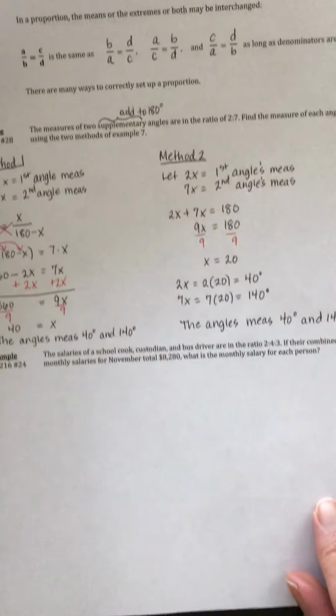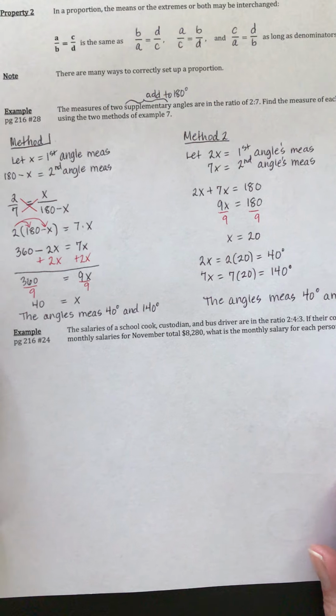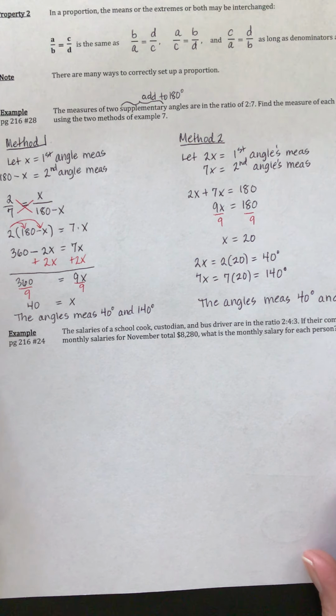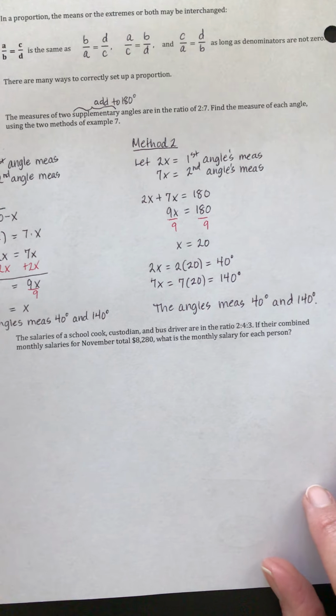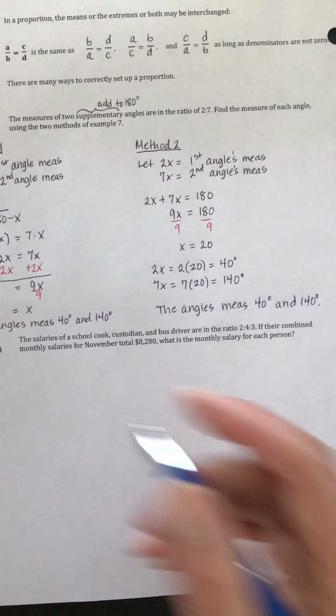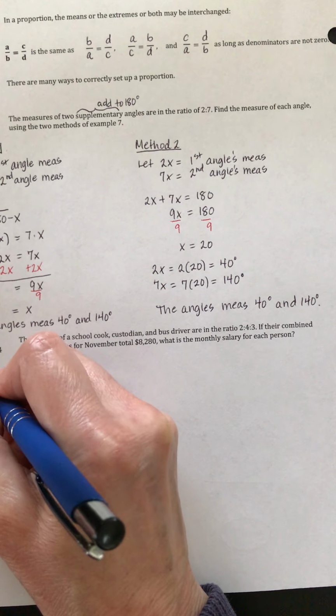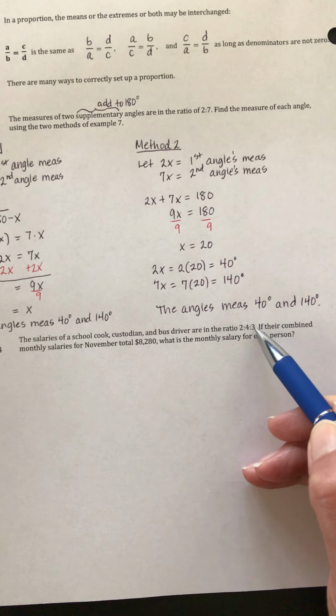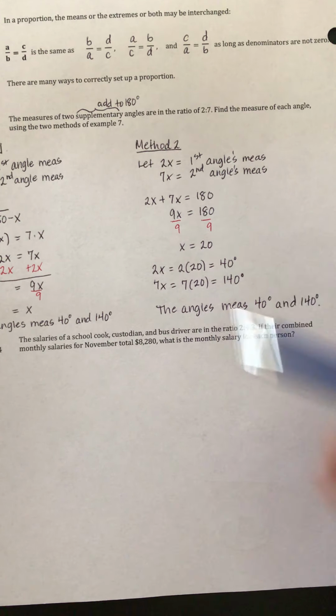Now when we look down here at the next example, we read here that it says, the salaries of a school cook, custodian, and bus driver are in the ratio 2, 4, and 3. If their combined monthly salaries for November total $8,280, what is the monthly salary for each person? Well, we know here we're not going to be able to write a fraction, so we're going to have to do this using method 2.